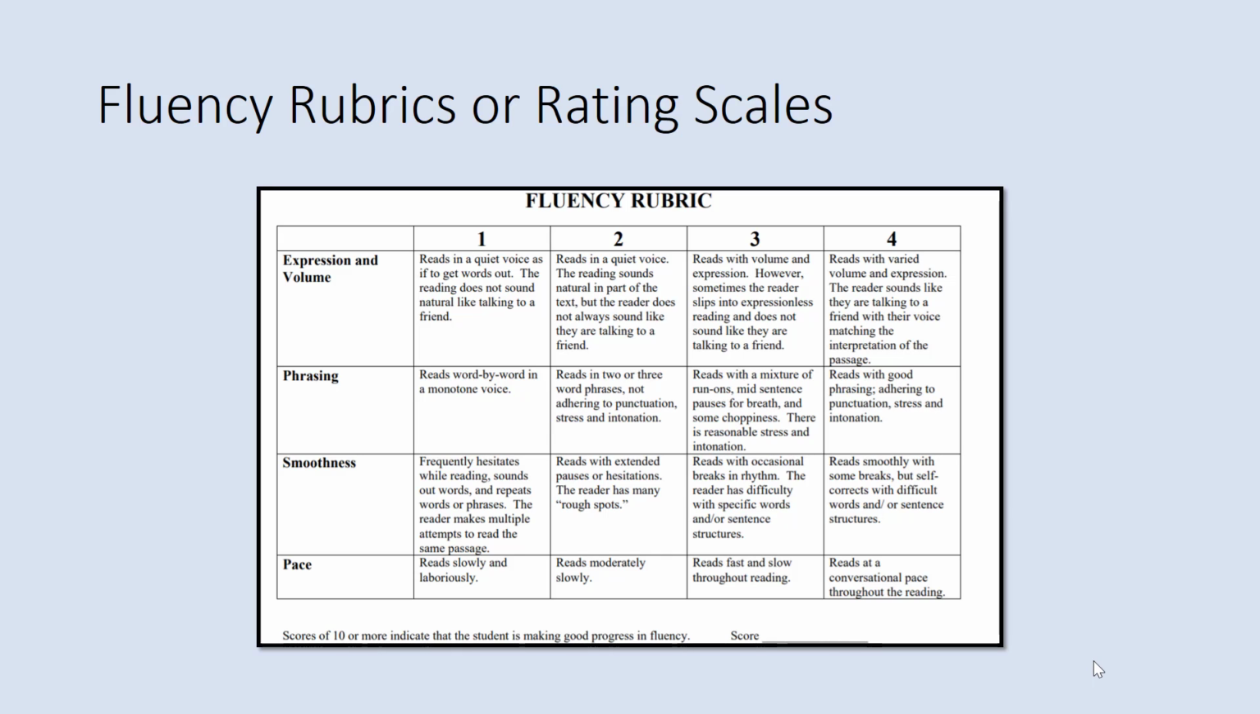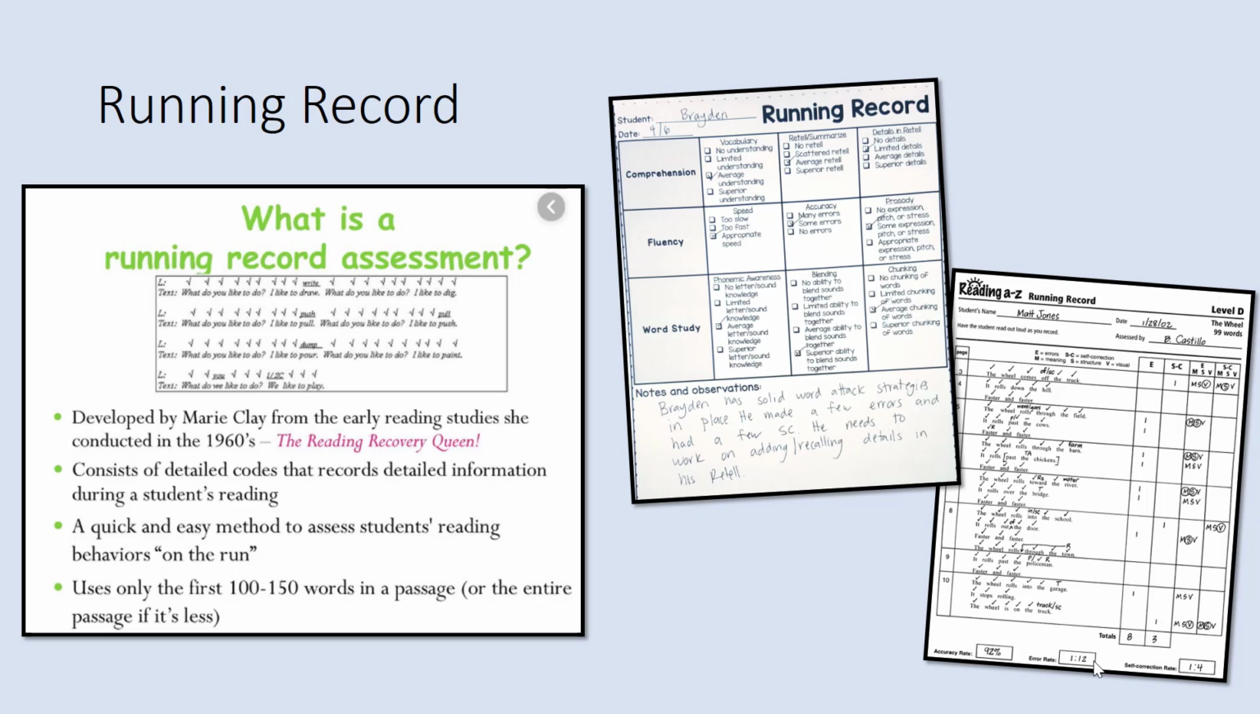In addition to calculating a rate, you might consider using a fluency rubric or rating scale, where you can rate expression and volume, phrasing, smoothness, and pace across 4 different performance level indicators. If you're doing some oral reading fluency assessments, the method of using a running record from Marie Clay's work is helpful to guide your practice here. You can choose text that the student would authentically read, and you can score reading performance to look at patterns of errors or miscues and understand how the reader is using strategies to make meaning from print.